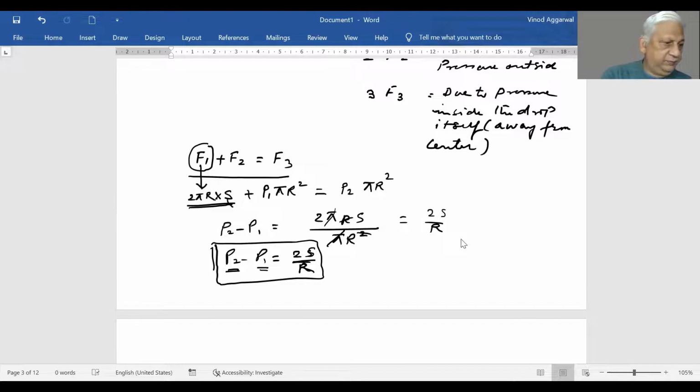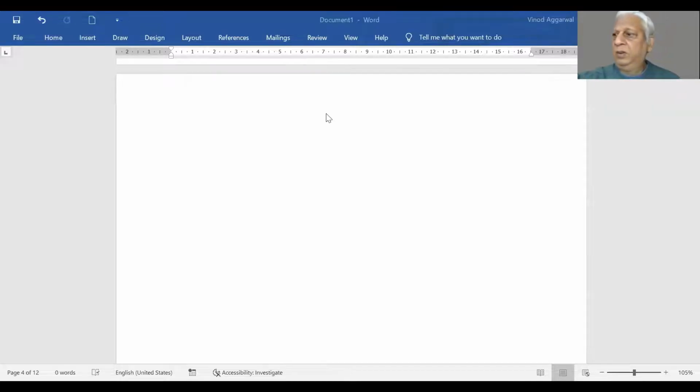Okay. Similarly, let's try to calculate the excess pressure inside a soap bubble.